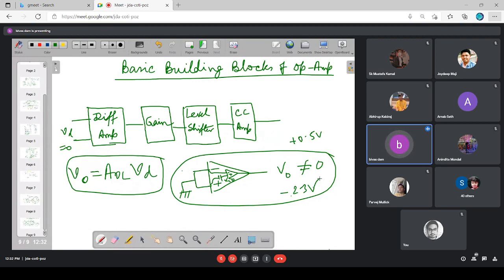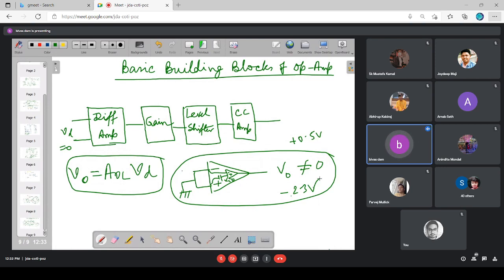After 2 hours, after 3 hours, or after 1 day, I may find that the output voltage is becoming 2.3 volt, minus 2.3, minus 6 volt, minus 7 volt, whatever it may be. So it is not guaranteed that the output voltage will be a fixed value. Output voltage will go on changing with parameter changes. As a result, we cannot assume the VIO level to be a fixed level.